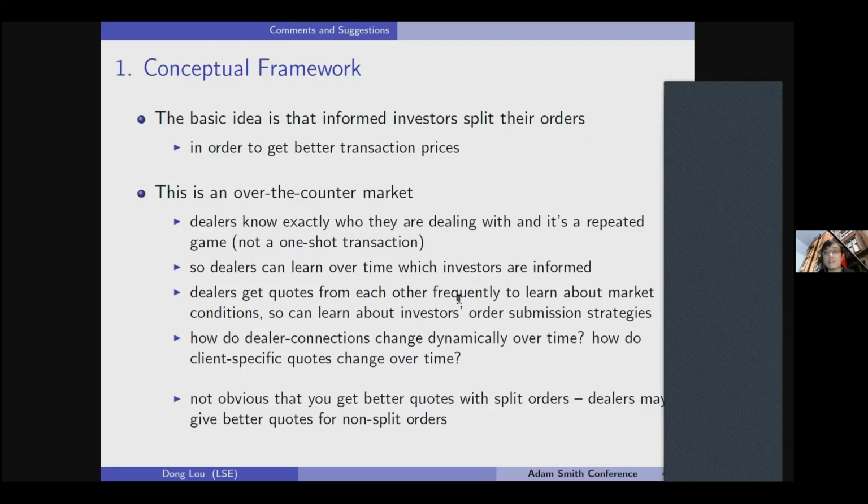Well, number one, this is an over-the-counter market. It's an OTC market. The dealers know exactly who they're dealing with, right? And it's a repeated game. It's not a one-shot transaction, right? So if Rentec or AQR keeps earning abnormal returns through their trading, the dealer is going to know about that. Rentec always buys right before prices rise, and then Rentec always sells right before prices fall. The dealers are smart. They're going to realize Rentec is informed.